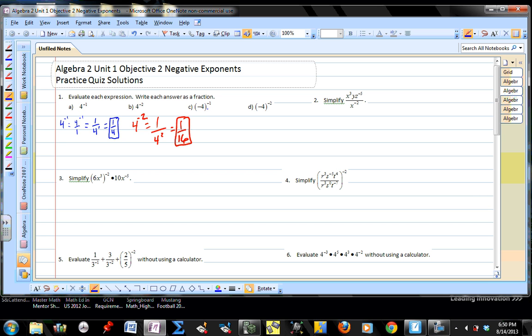Negative 4 to the negative first power. That's going to be 1 over negative 4 to the first power, or negative 1/4. And when you have a fraction, remember, it doesn't matter if you put the negative sign in the middle, call it negative 1/4. It doesn't matter if you put the negative sign on top, negative 1/4. And it doesn't matter if you put the negative sign in the denominator.